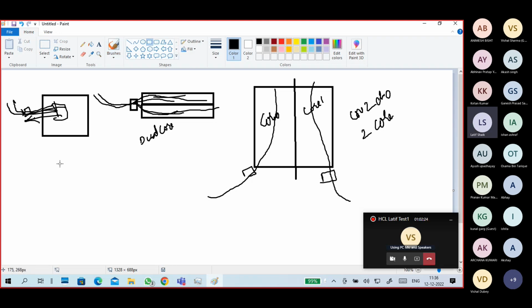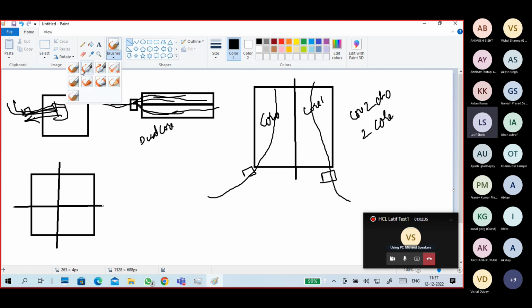Same way, four cores. Mobile phone octa cores are there, right? Same way, four core means one processor divided into four parts. This is called a quad core processor or four core processor. This is the number of cores.